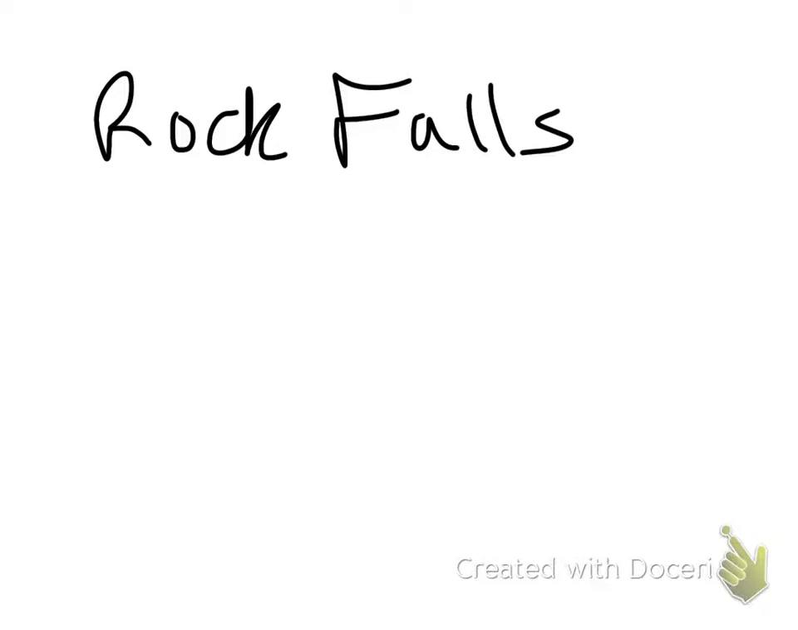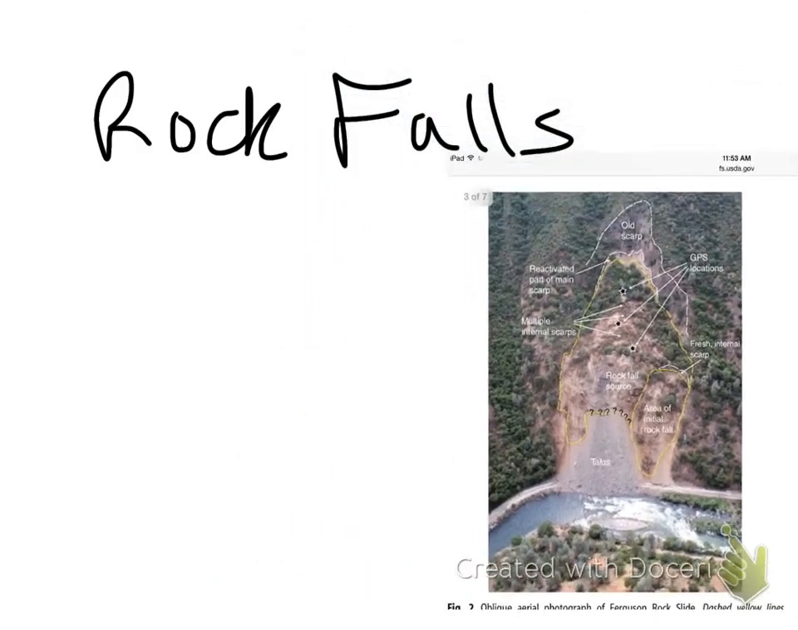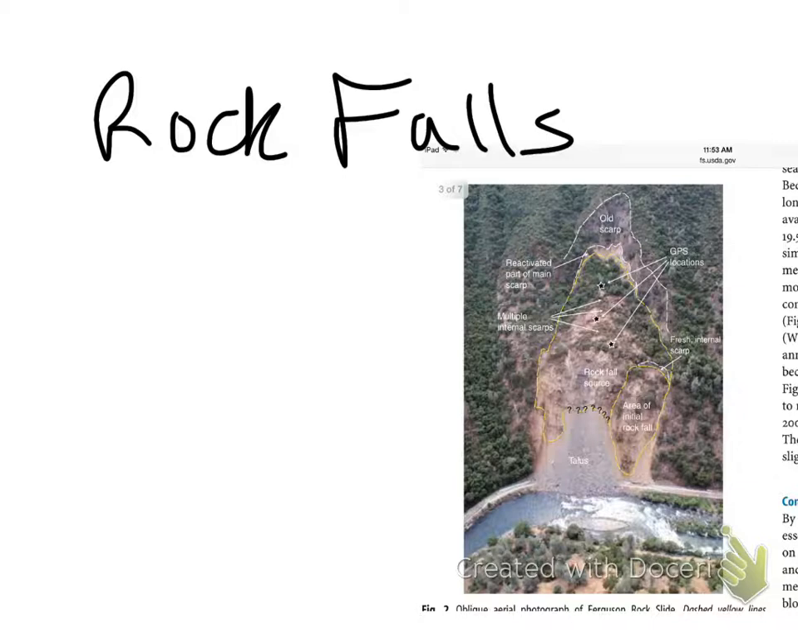A rock fall is just when a big mass of rocks suddenly falls, largely due to a steep slope and the fact that gravity is acting on them. For example, here's a picture of a rock fall from the USGS. You can see there was a road going here, right? And if you cut out a road in a steep mountain, you're basically asking for a rock fall to happen.